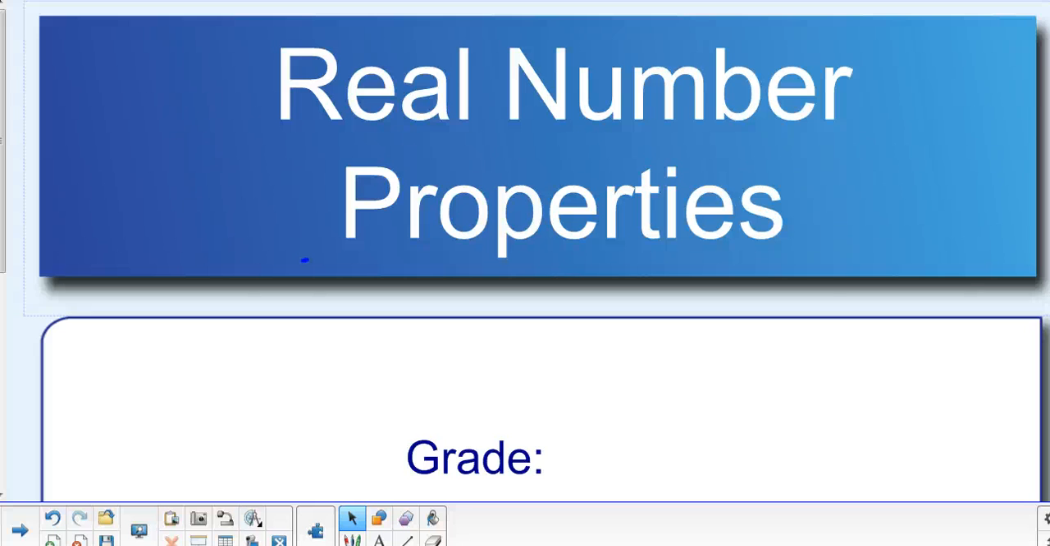Okay, we've got some properties practice here. So we're going to go through some problems and see if you can think about which property is being demonstrated.